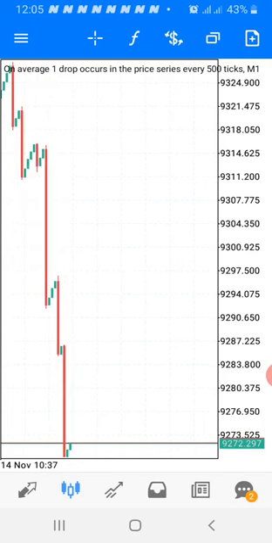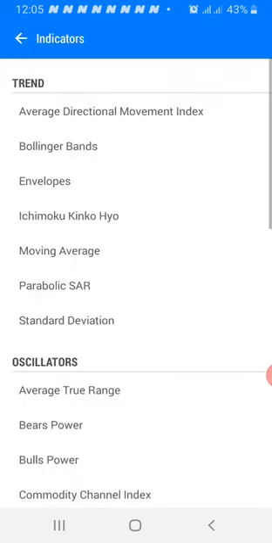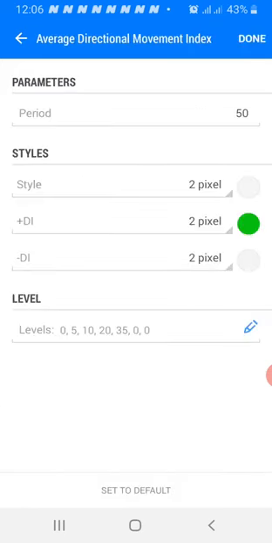Then what we need to do is you click on the indicator tab. The first indicator we'll be adding is the average directional movement index. The average directional movement index is the first indicator here. So the period is 50, and the style is 2 pixel.